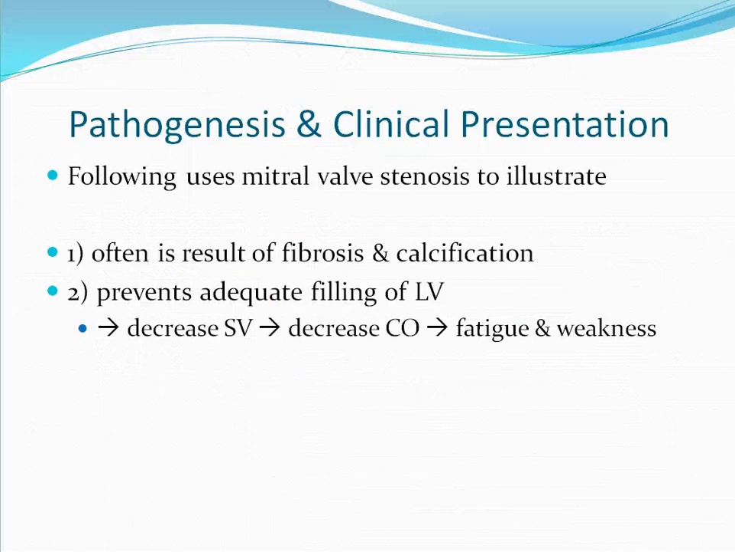We are next going to look at the pathogenesis, in other words, how the disease develops, as well as the clinical presentation and symptoms that would be experienced with congestive heart failure. The following example will use a mitral valve stenosis in order to illustrate the pathogenesis. Mitral valve stenosis would be a narrowing or a problem with the mitral valve. Often, mitral valve stenosis is the result of fibrosis and calcification of the valves. This will prevent adequate filling of the left ventricle, causing a decrease in stroke volume, decrease in cardiac output, and eventually fatigue and weakness.